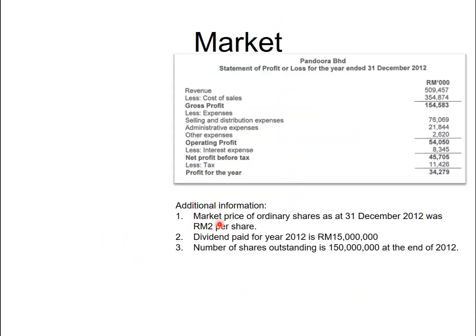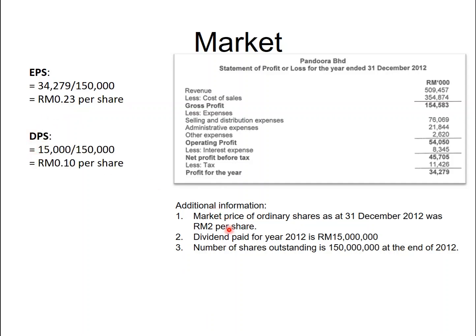Additional information, which is market price of ordinary share as at 31st December 2012 was RM2 per share. Dividend paid for year 2012 is RM15 million. Number of share outstanding is 150 million at the end of 2012. The first calculation is EPS, which is net profit divided by number of share outstanding, which is 34279 from the statement of profit or loss, divided by 150,000 based on the information number of share outstanding. Then we get EPS is RM 0.23 per share.